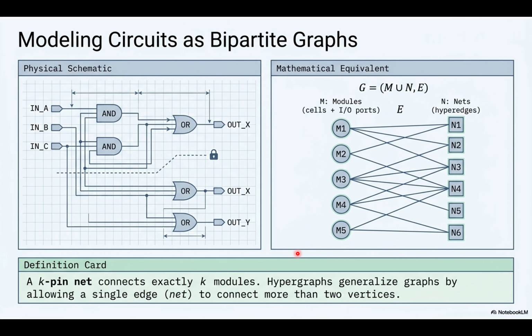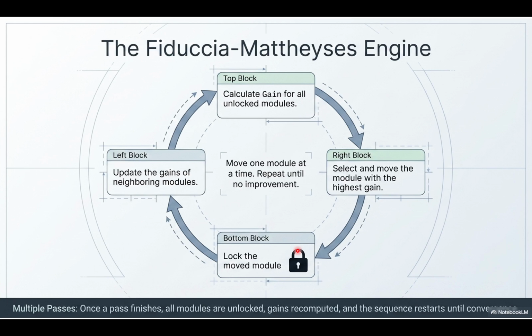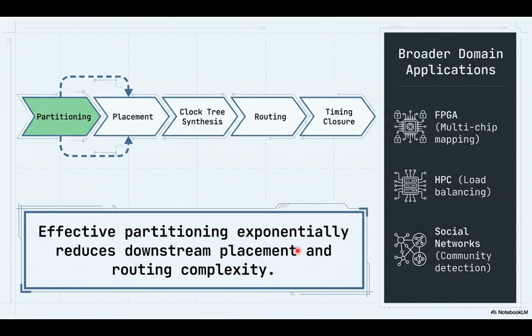And if we connect this to the bigger picture, the entire VLSI design flow completely hinges on getting this bipartite graph partitioned correctly. Because partitioning is literally step one. It is step one. It dictates placement, clock tree synthesis, routing, timing closure.